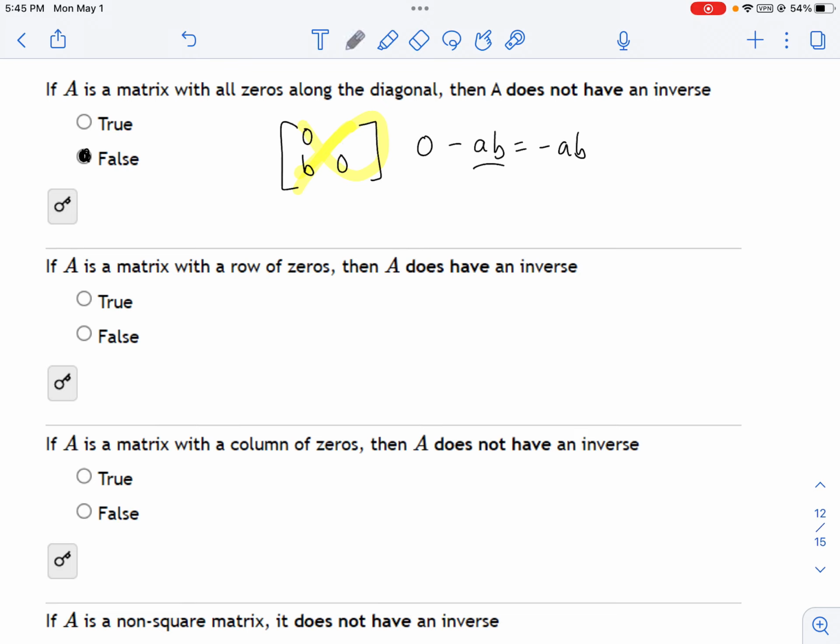Of course, not every matrix will be this case, right? If a happened to be 0 as well, then yes, there would not be an inverse for this matrix. But that doesn't mean that every matrix will be non-invertible that way.